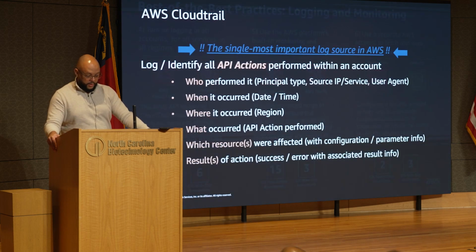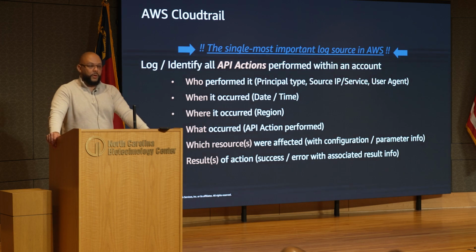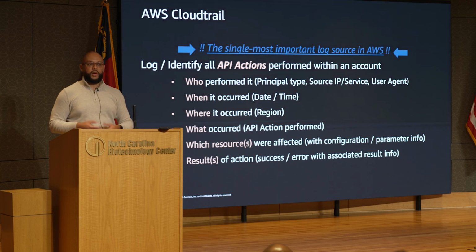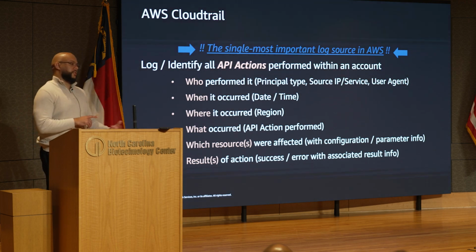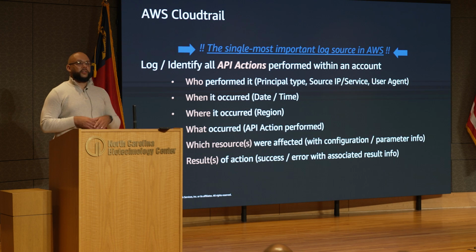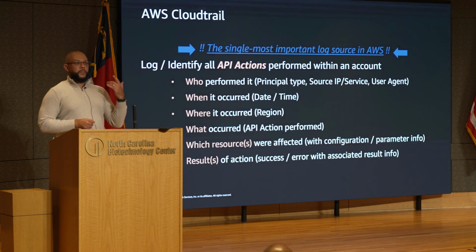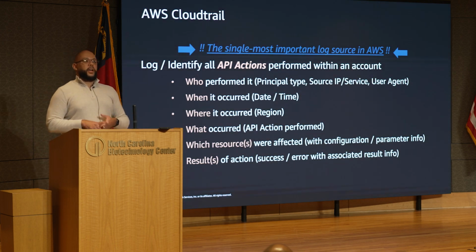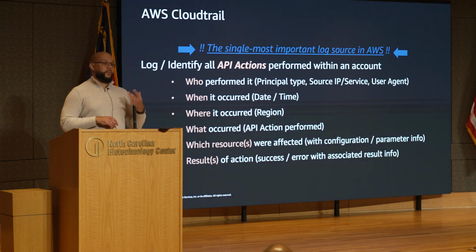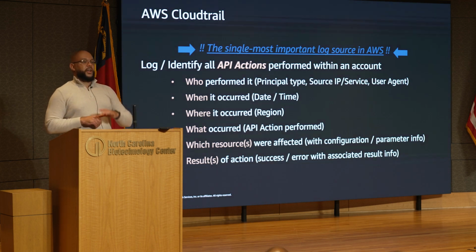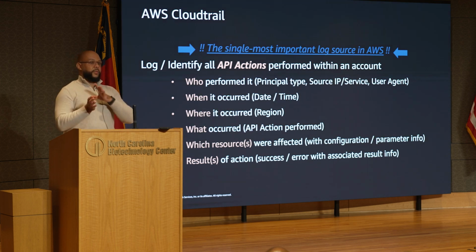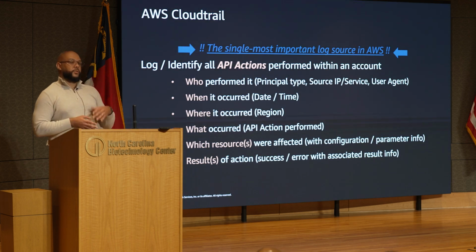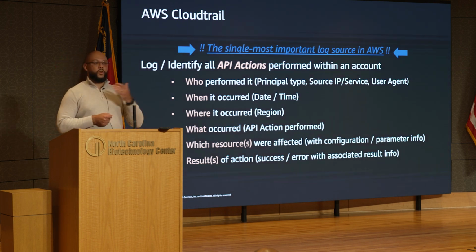Okay. All right, CloudTrail. So CloudTrail, the most important log source in AWS. This logs all API actions performed within an AWS account. So when you're in AWS, whether you're using the console, the CLI, or the API connection, everything is an API call. CloudTrail records all of it. It'll tell you who performed the action, when it occurred, where it happened, the particular region, what the specific action is, which resources and any additional parameters are in place, and the results of the action, whether it was successful or if there was an error.